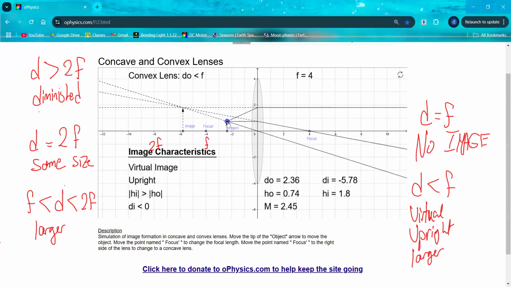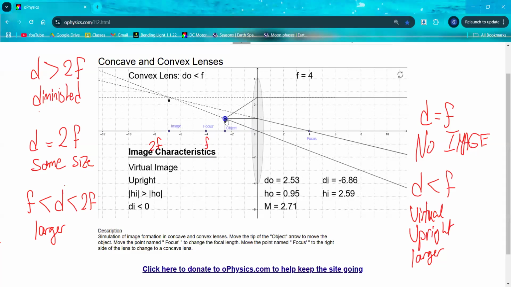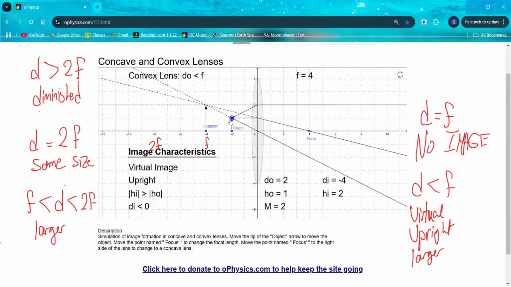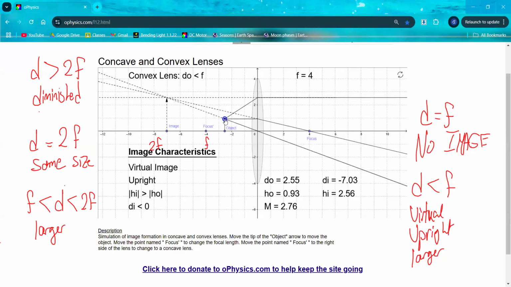As the object gets closer to the lens, what happens to the image? It keeps on getting smaller. So this is the only difference.